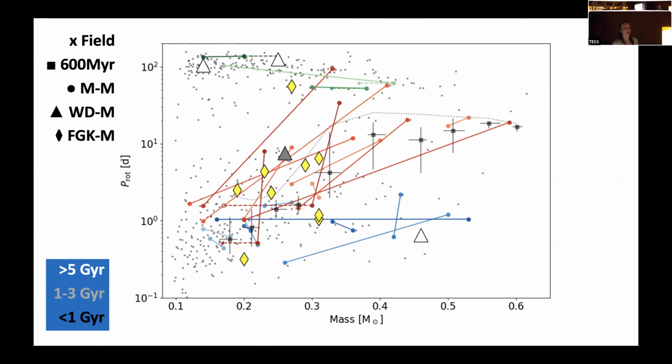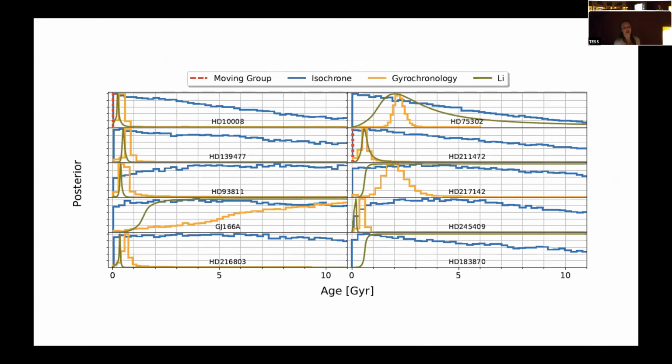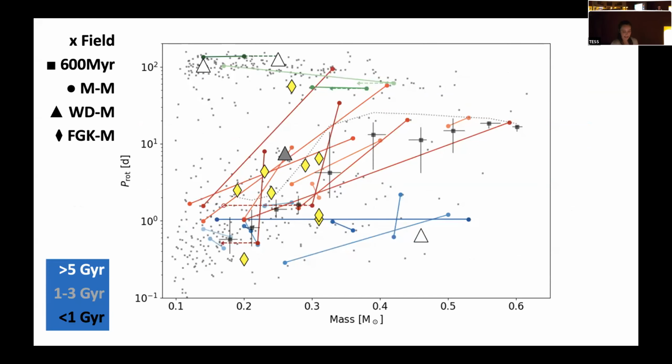We do the same game with our FGKM sample. So Sun-like primaries that we can age through gyrochronology and lithium abundance, which give relatively similar estimates. These are age posteriors for each of those techniques. And when we put the age on this diagram, what you see is that the 1 to 3 gigayear stars are all kind of grouped together here.